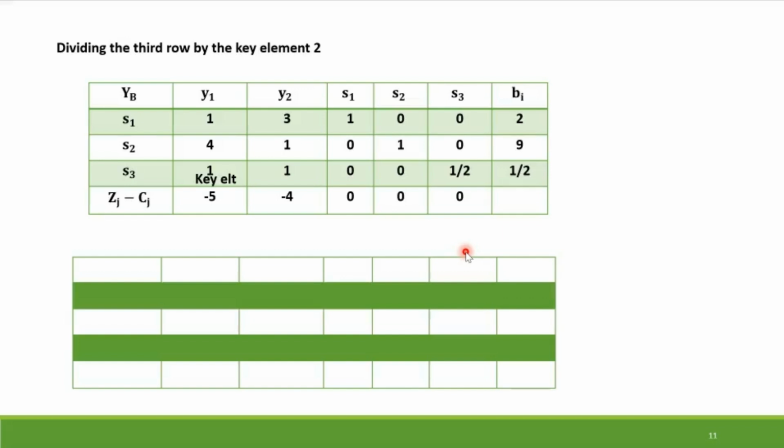Now, we have made the key element 1, and we make the remaining elements in that column 0. So the key element is made 1 and the remaining elements are made 0 by using row transformations. If I want to make this 0 using this one, I will write R1 minus R3. To make this 0, R2 minus 4R3, and to make this 0, R4 plus 5R3.